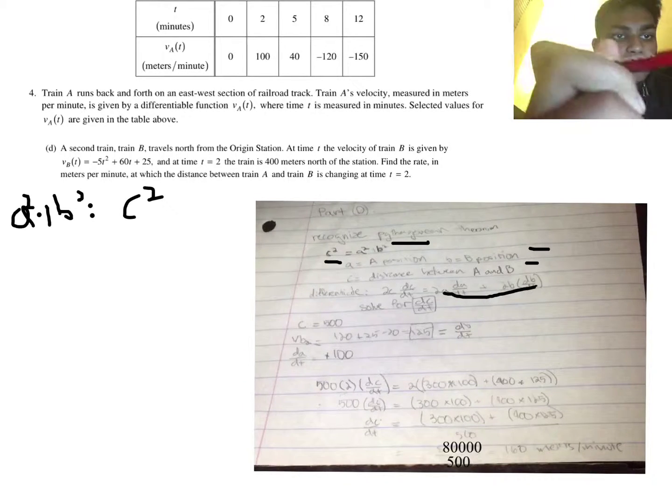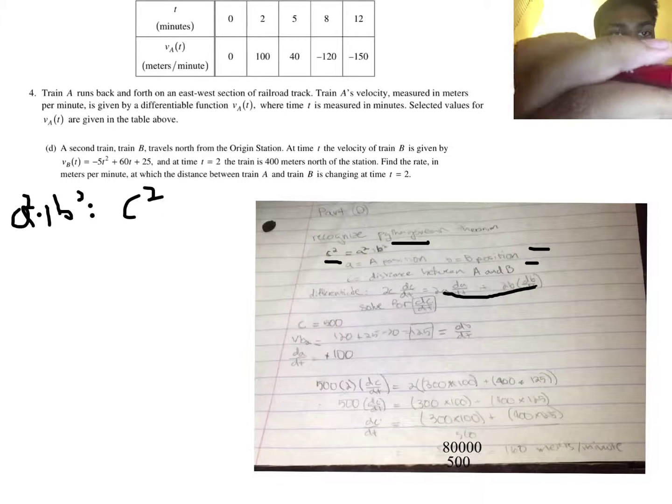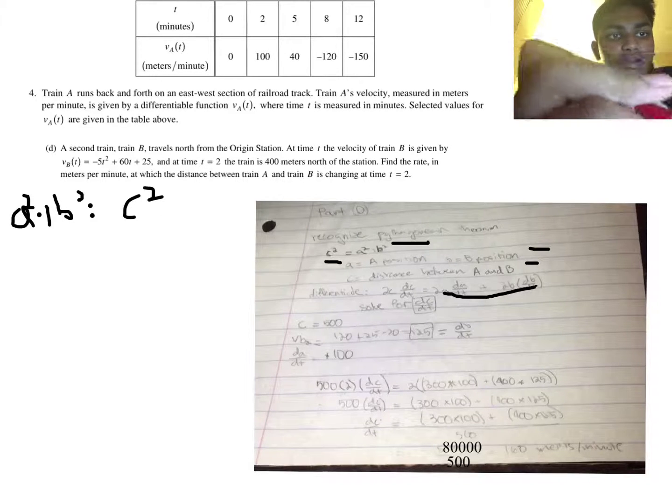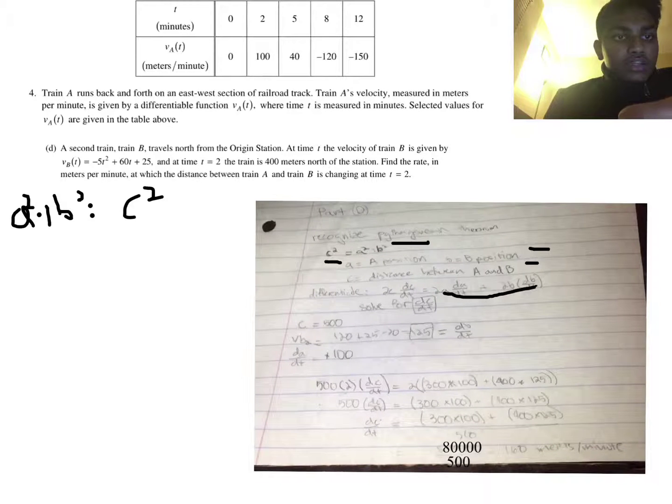Now we can solve for VB of 2, which is equal to dB over dt, because it's the velocity of the B function. So we get 125 for VB of 2, and dA over dt is already given in the graph right here as 100. So those are all the values we needed to solve for. So all we need to do now is solve for dC over dt.